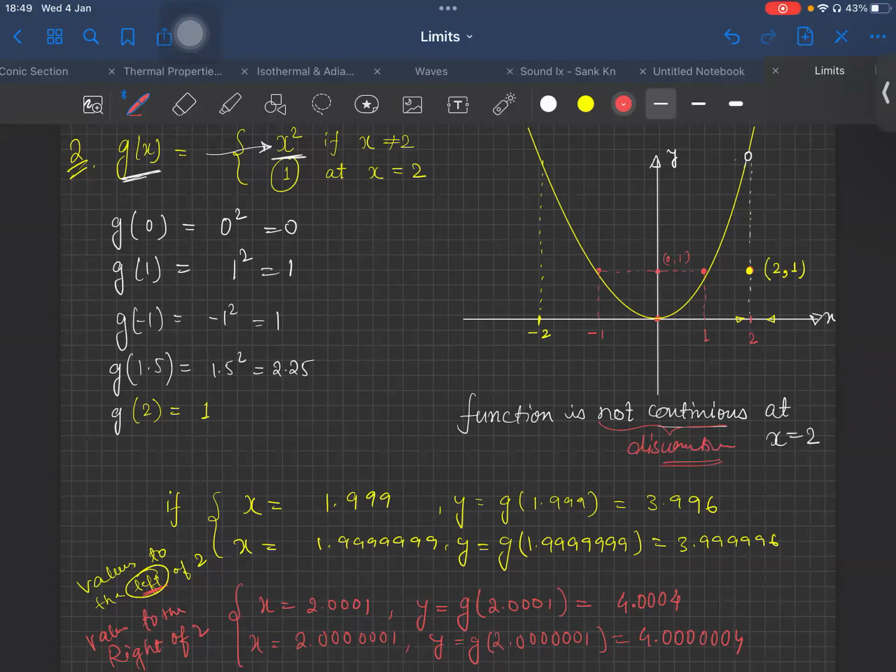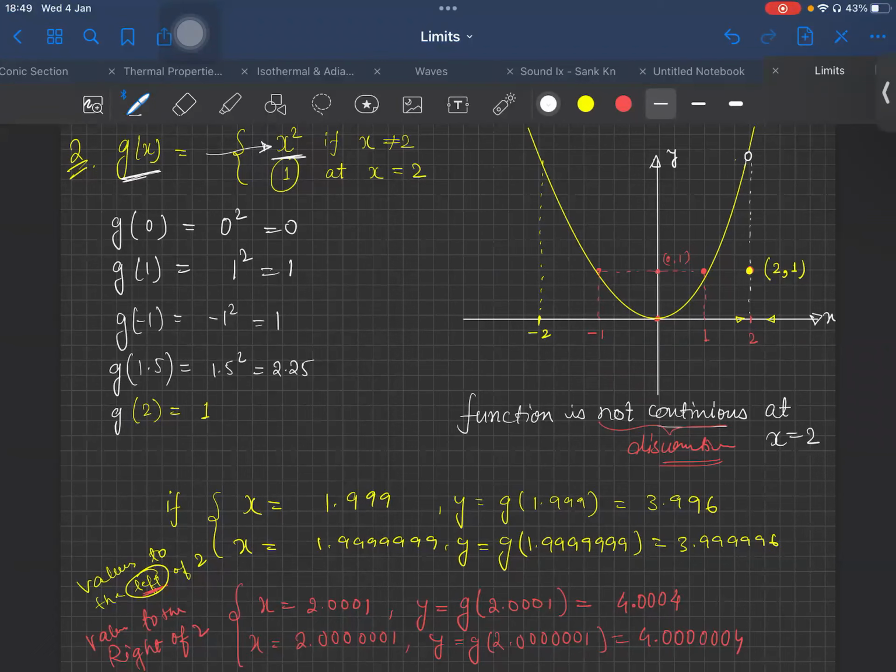Okay, discontinuous at x is equal to 2. Everywhere else, the function is continuous. See why we are talking about continuity, because the name of the chapter is only limits and derivatives. So why should we study continuity, continuous functions?